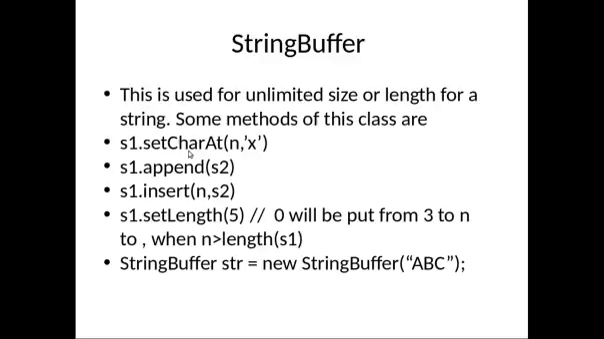Now, set character at a particular index n, and then this is a new character. Then you will see s1 dot append s2. So s1 is one string and s2 is another string. If you call this method, then both strings will be appended or merged into a single string. Now there is another method, s1 insert at a particular index: you can insert a single character or a multiple-character string value at a particular index n.